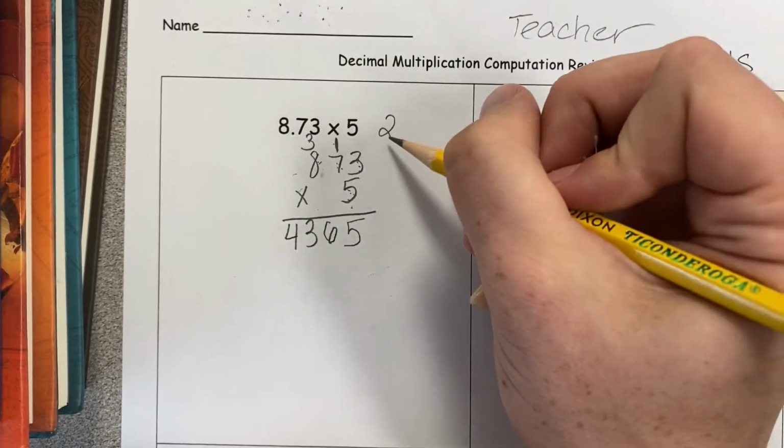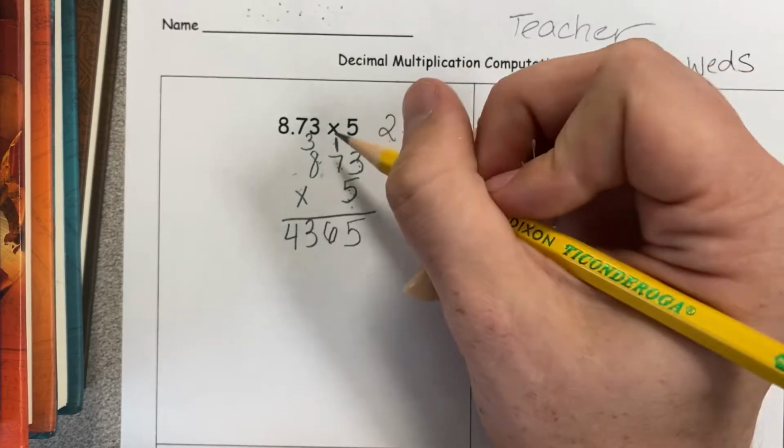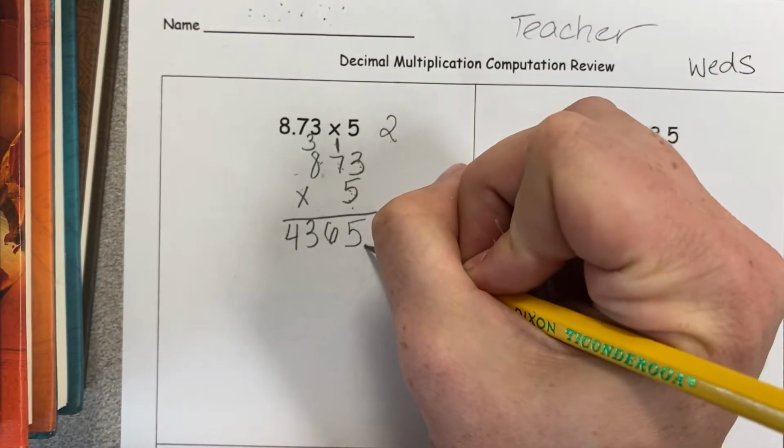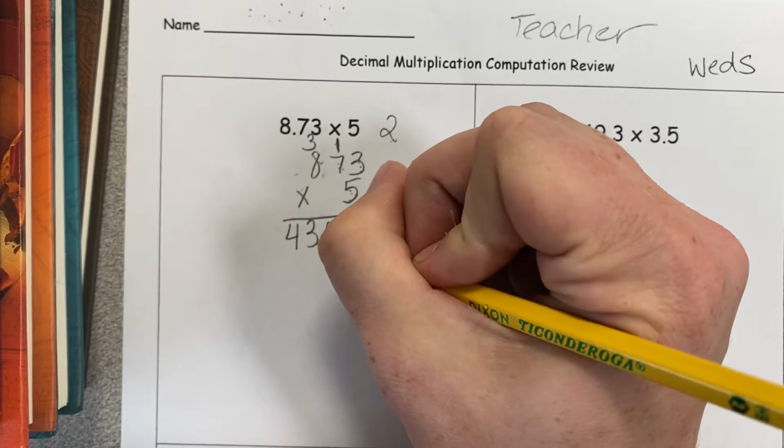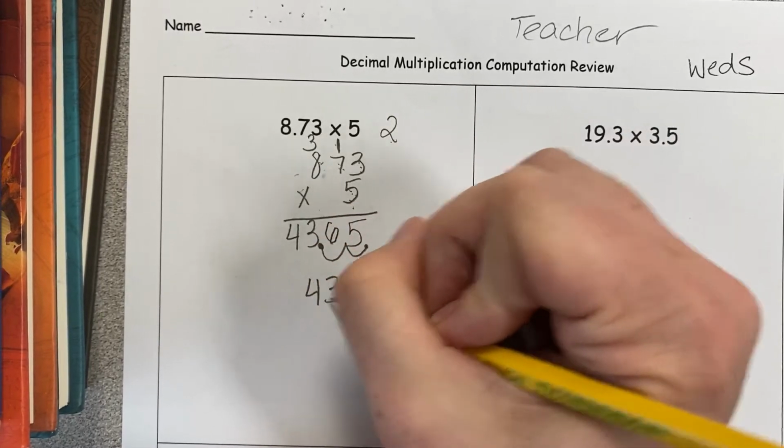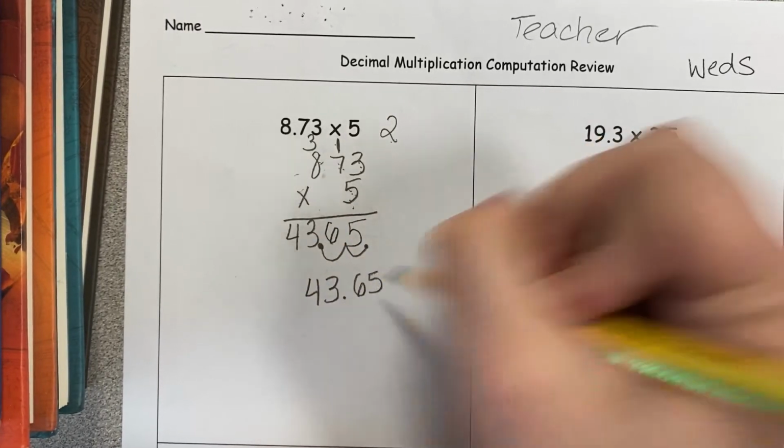And then lastly, I want to make sure I have 2 numbers after my decimal like I started with. So I'm going to start here and I'm going to swoop it 2 times to get 43 and 65 hundredths.